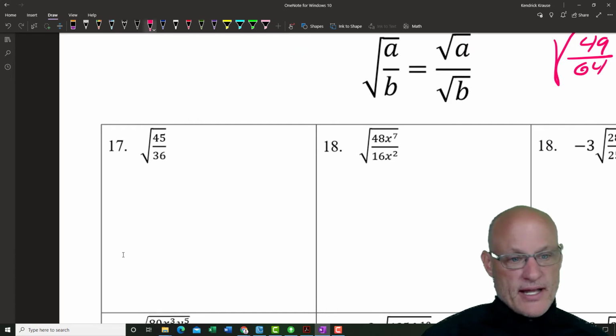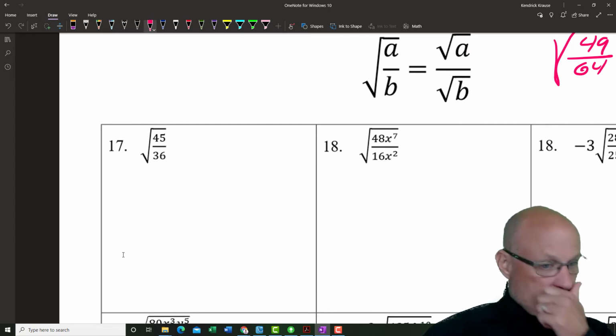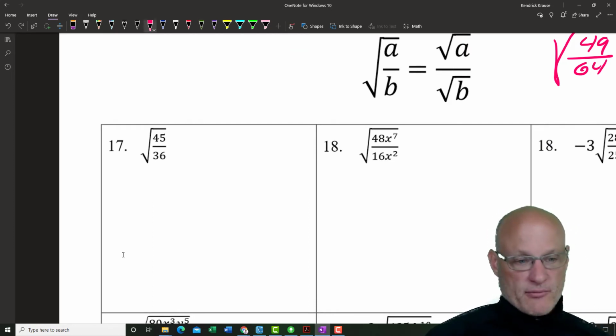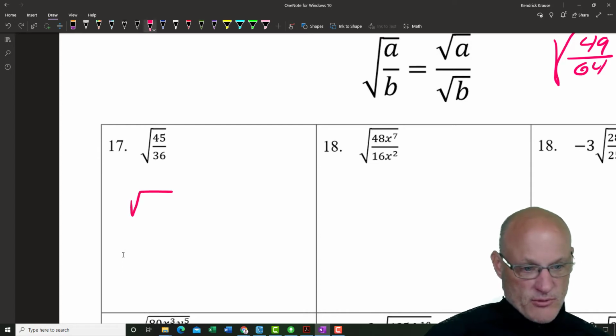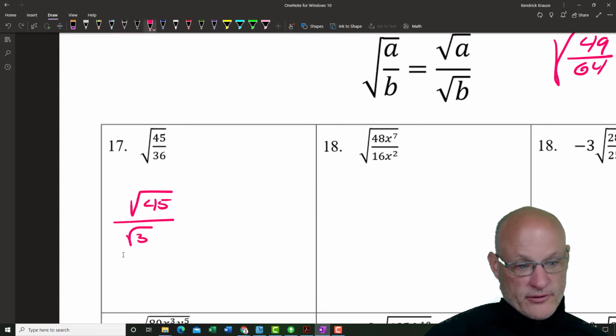We're going to rewrite. Now, this can't be simplified. There's no number that goes into 30. Oh, there is a number that goes into 30, but I'm not going to rewrite it. I'm just going to do this. I'm going to rewrite it as square root of 45 over the square root of 36.